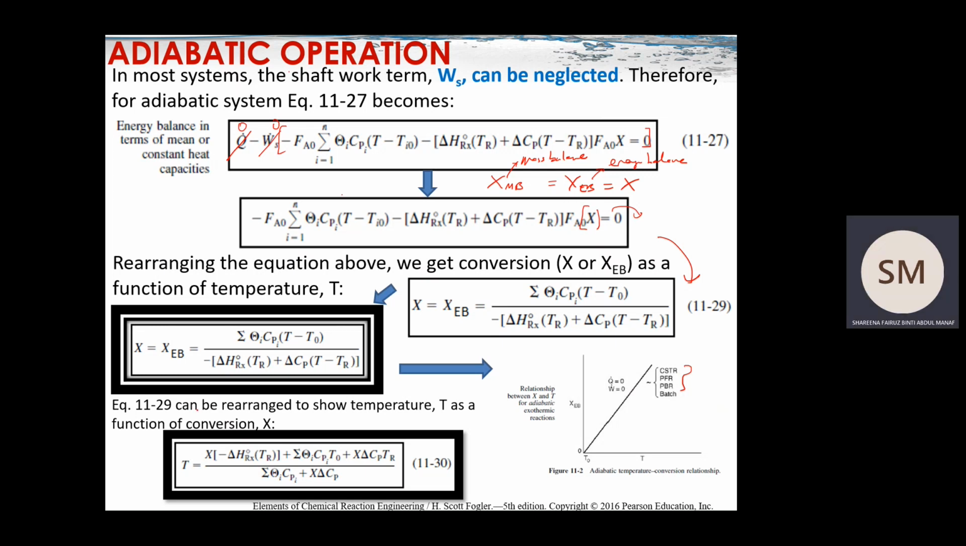Equation 11-29 can be rearranged to show temperature T as a function of conversion X. So from this one also you can put it on the right side. So you can get two equations in terms of X or T. This one represents X and the one below represents T. So this is how they expand the equations. This graph is for the adiabatic exothermic reactions.